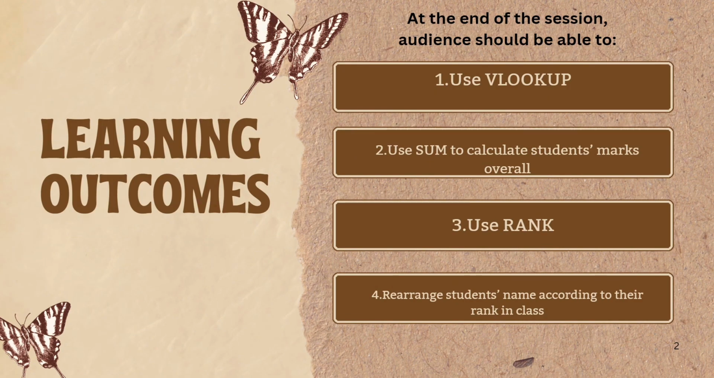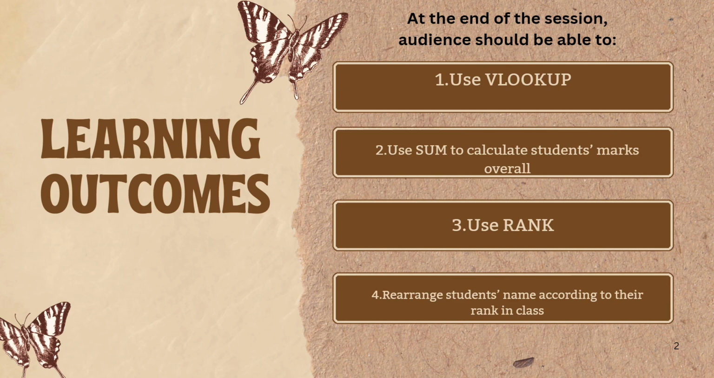So, at the end of the sessions, audience should be able to use VLOOKUP formula, which is the formula that we use to determine students' grade according to their marks, and then use some formula to calculate students' marks overall. Use rank formula to determine the students' rank in class, and then rearrange students' name according to their rank in class.